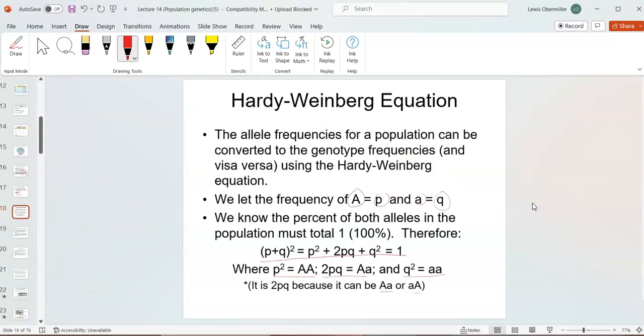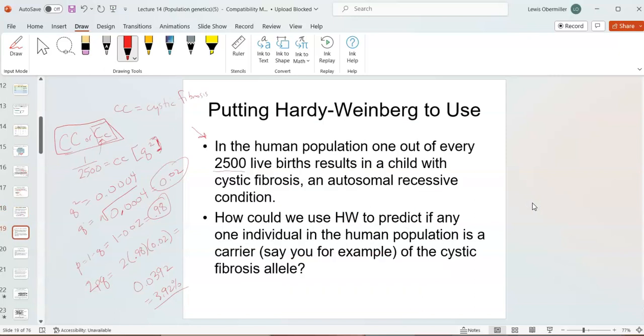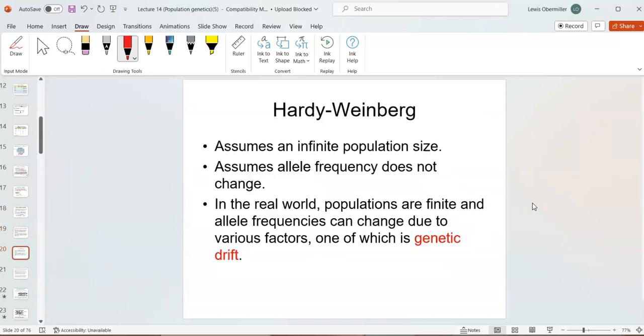Okay, we talked about this. Hardy Weinberg assumes infinite population size. Allele frequencies don't change. In the real world, populations are finite. The allele frequencies change due to all kinds of factors, one of which is genetic drift. And I think I'm just going to talk about genetic drift real quick, and then we'll wrap this up.